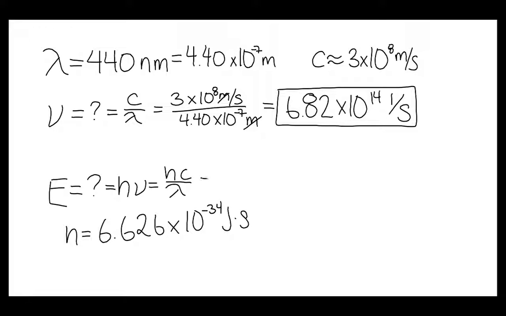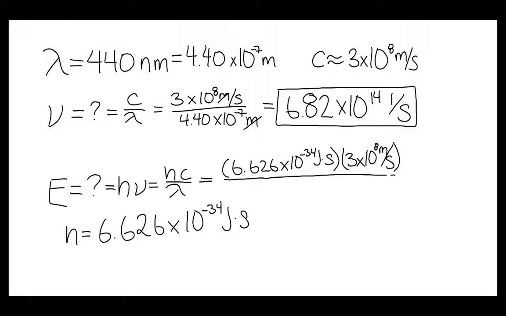So if we plug all of these values in that we already have, what we get is 6.626 times 10 to the negative 34 joules seconds times 3 times 10 to the 8th meters per second over 4.40 times 10 to the negative 7 meters. We can see that meters cancel out as well as the seconds, and so what we end up with as our final answer is 4.52 times 10 to the negative 19 joules.